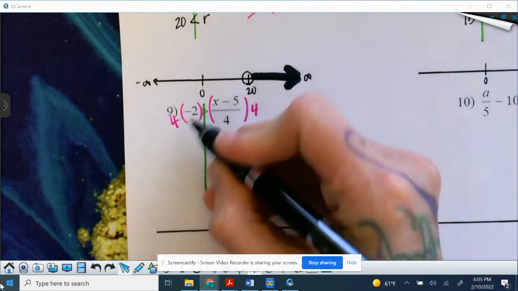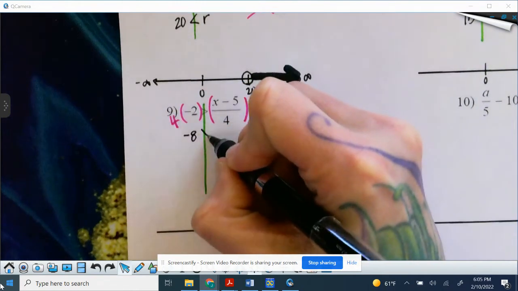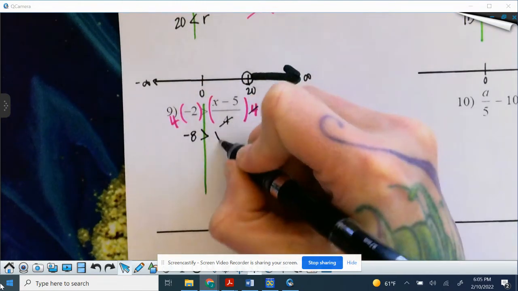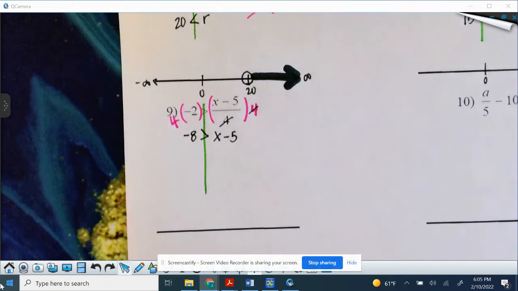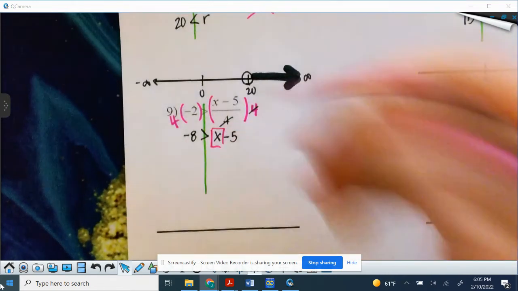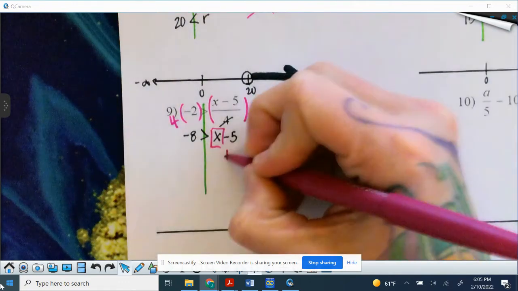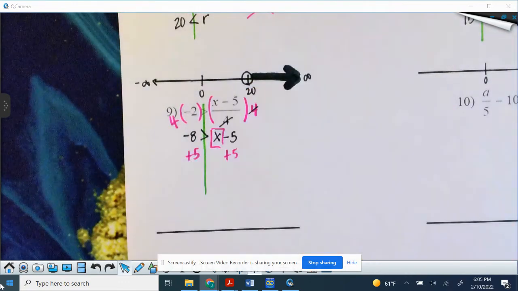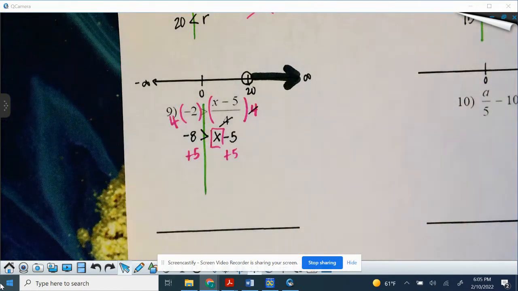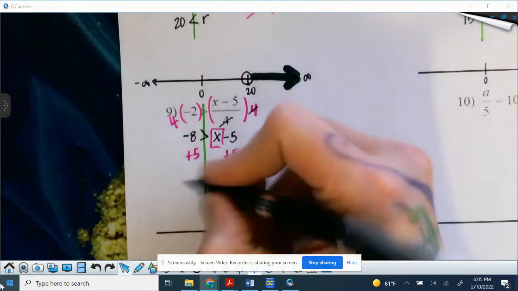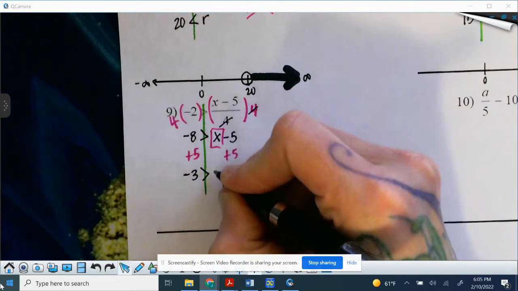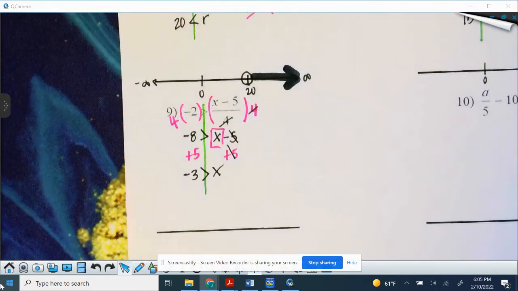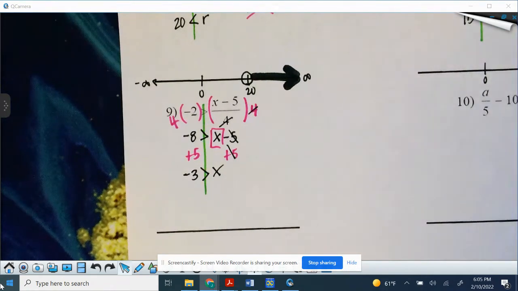4 times a negative 2 is a negative 8 greater than, the 4's go away, so x minus 5. X is not by itself. There's that minus 5, so we're going to add 5 to both sides. If I owed you $8, so we're in the negative 8, and then I paid you 5, I'm going to still owe you 3. The 5's took care of themselves with their inverses. So negative 3 is greater than x. And then if we read in the direction of the variable, x is less than negative 3.